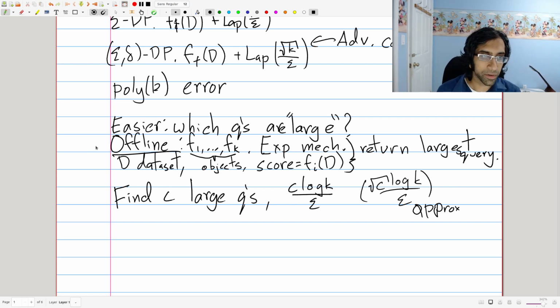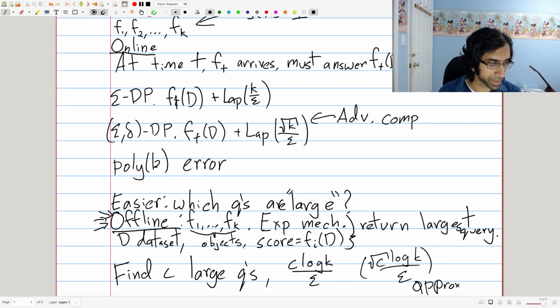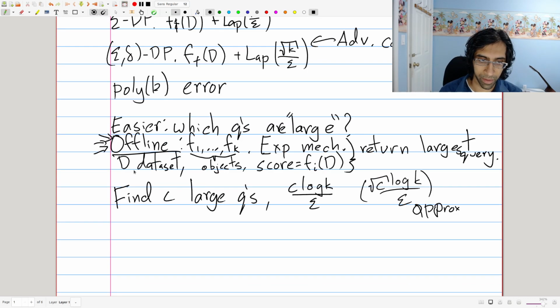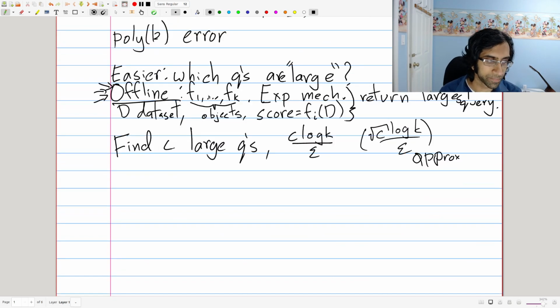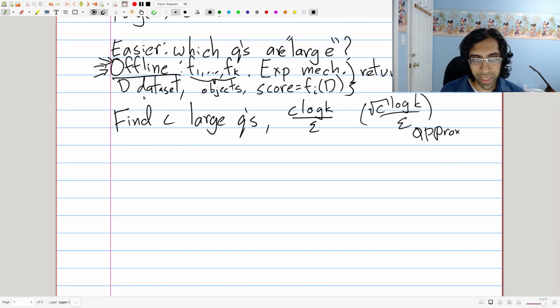Okay, so that's great, but the bad part here is that we were in the offline setting where we were given everything beforehand. The question is, can we instead do this in an online setting like we wanted? If we want to do this in an online setting, we'll use what's known as the sparse vector technique, which we're going to introduce in today's lecture. What we were doing here is trying to find the C largest queries, but in the online setting we're not going to be able to find the C largest queries. For example, suppose you were looking at the very first query, you can't tell just looking at it whether it's going to be one of the largest or not.